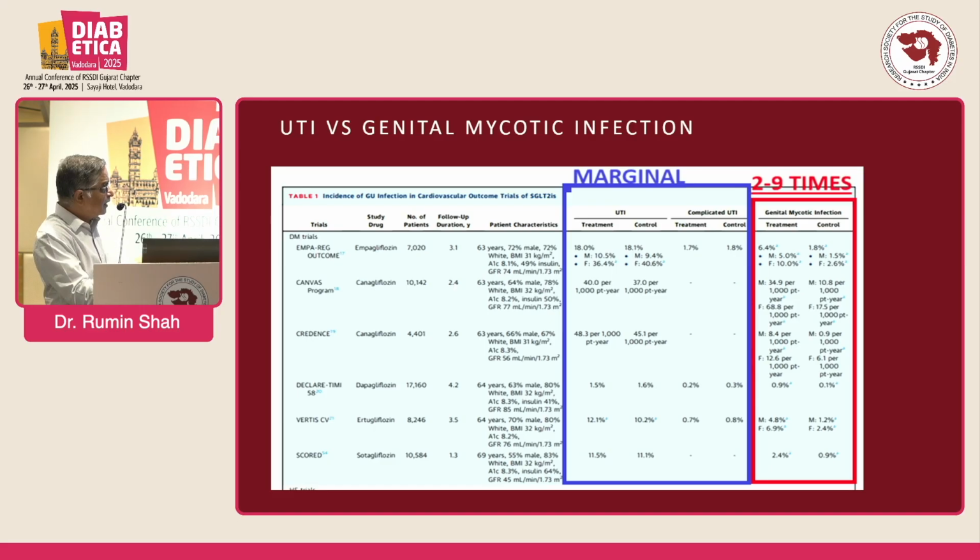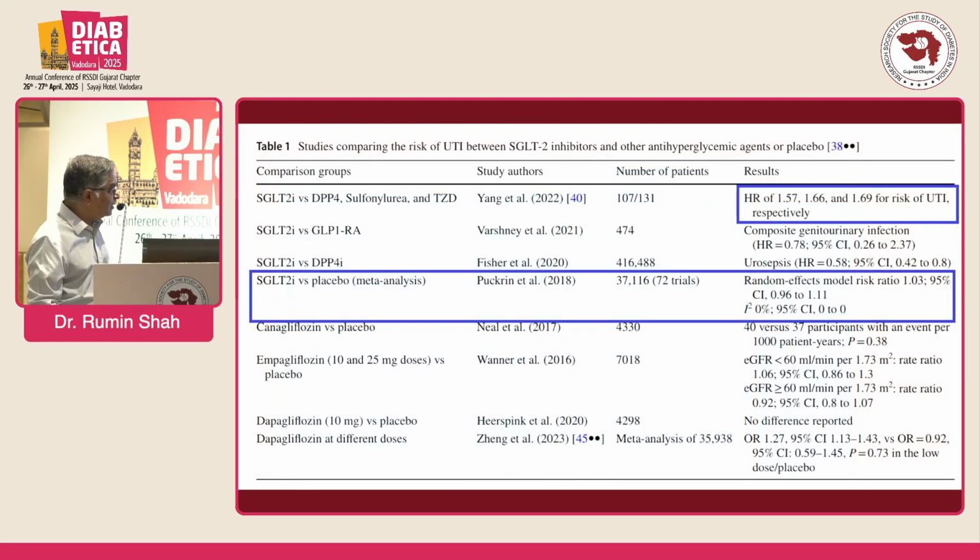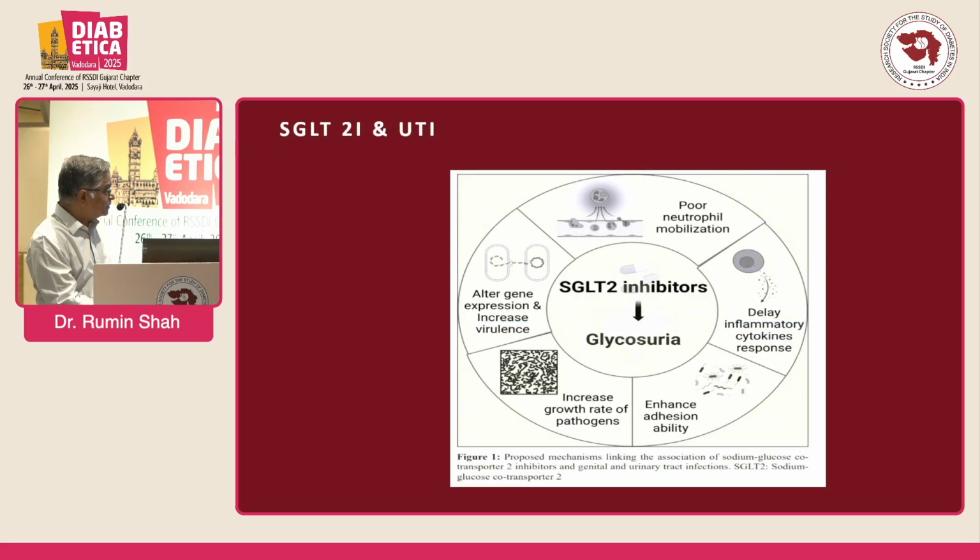So the rise in urinary tract infection is marginal, to the tune of 25 to 50%, but there is almost 3 times higher chance of genital infection. And if you look at large studies, this was a large cohort of almost 37,000 patients, and it was seen that the risk was almost 13% more in patients of diabetes.